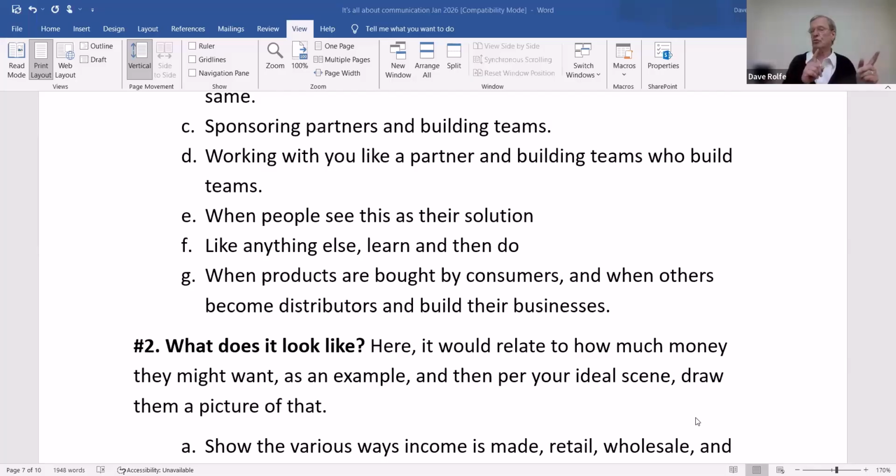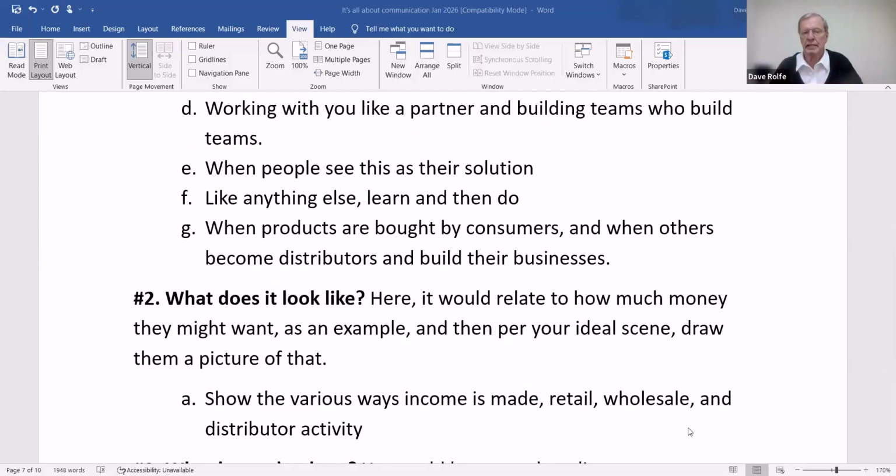So you learned that there are two valuable final products in Nikken. One is a customer on auto ship, and two is a distributor that's building a team and getting what they want. Now, here you could write how much money they may want, as an example. So, how much money would you be interested in making? The person says, well, I need to make an extra $1,500. Then show them what that looks like.